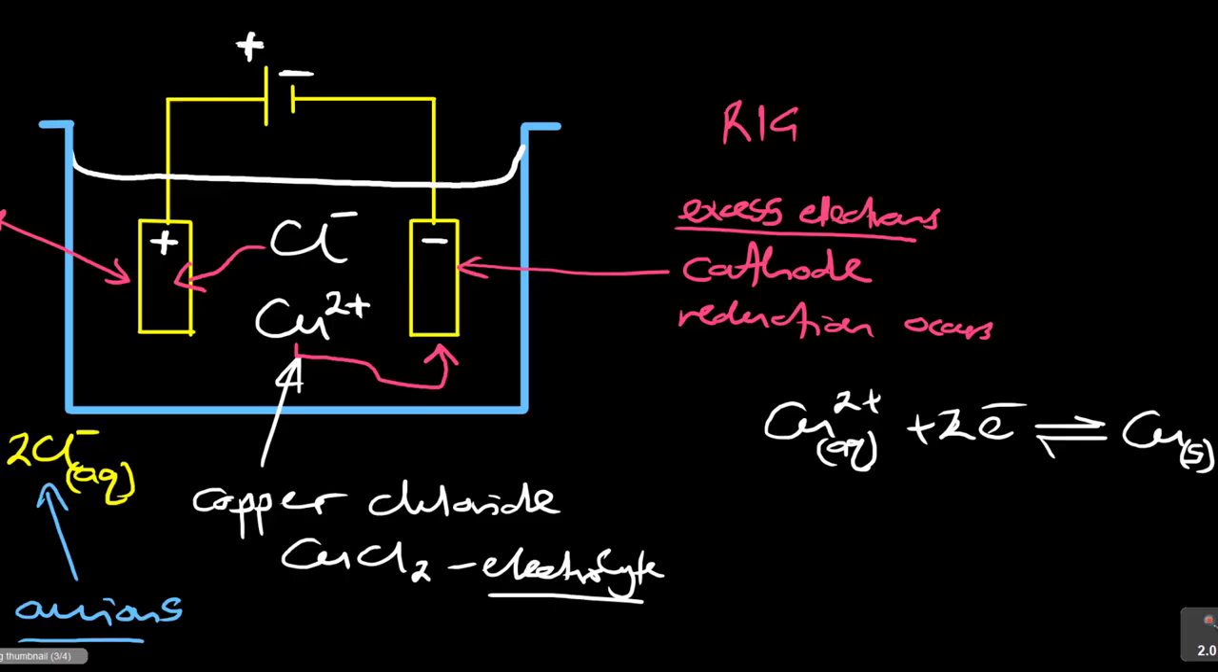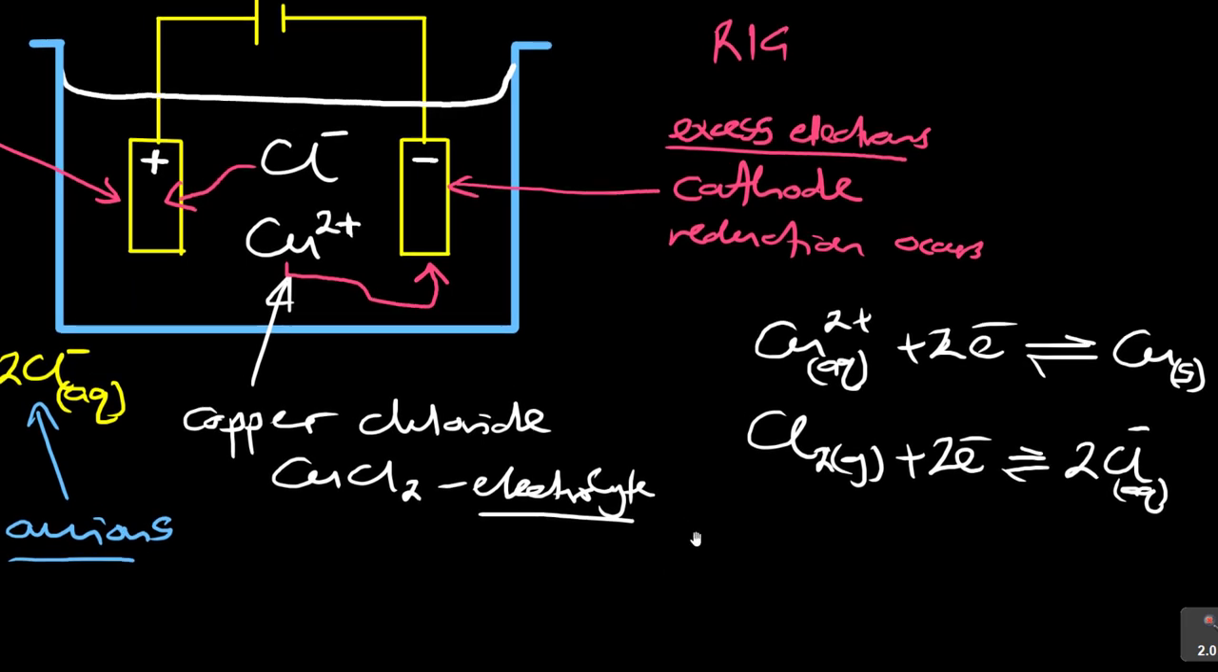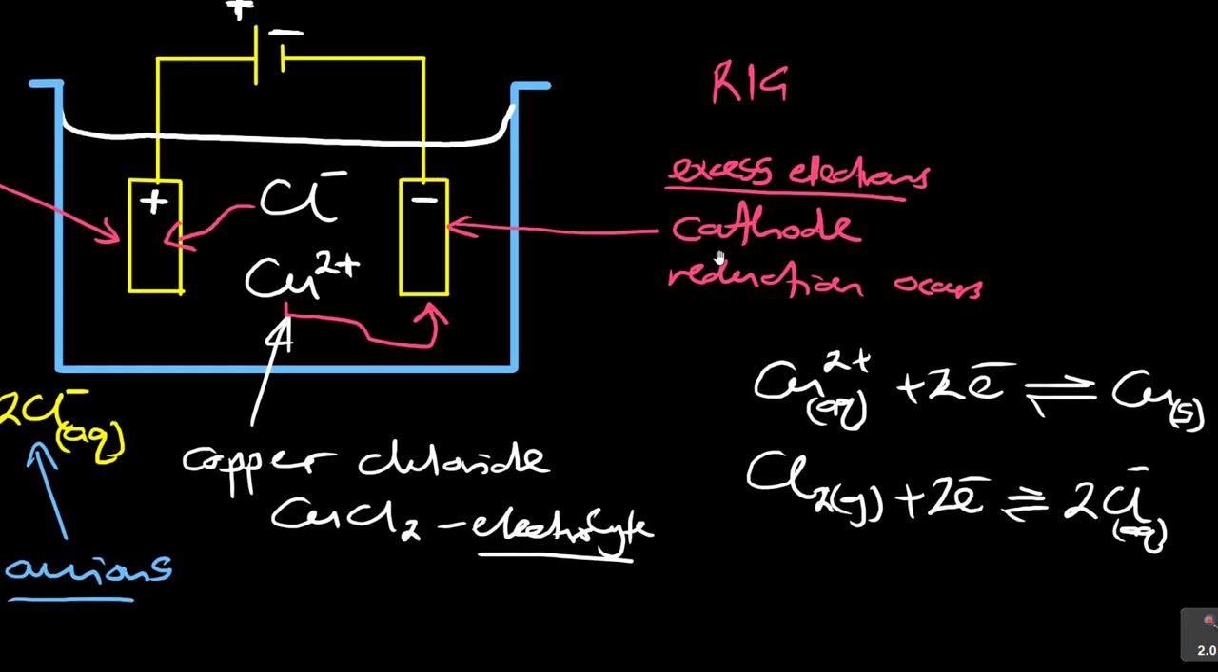So if I have that, what we have is chlorine gas, as I'm saying, plus 2 electrons, and then the half reaction gave me 2 chloride minus ions, right? As I told you, with this, you put aqueous, and that is what is happening. So guys, these are the half reactions. That's what we mean by half reactions.